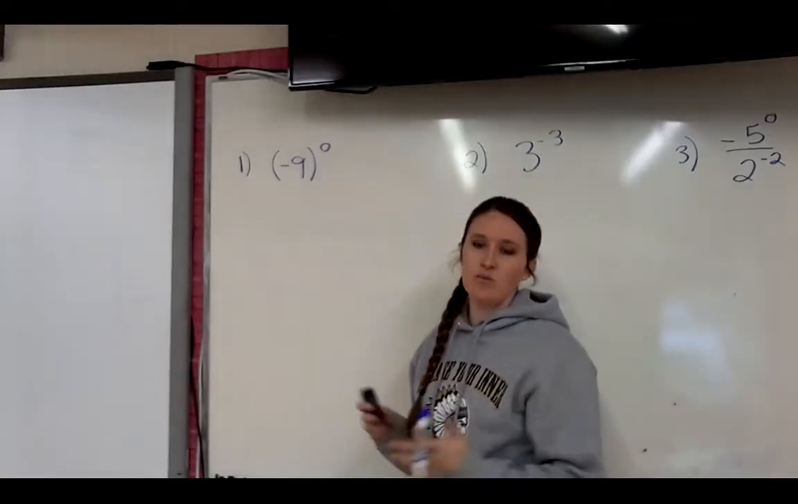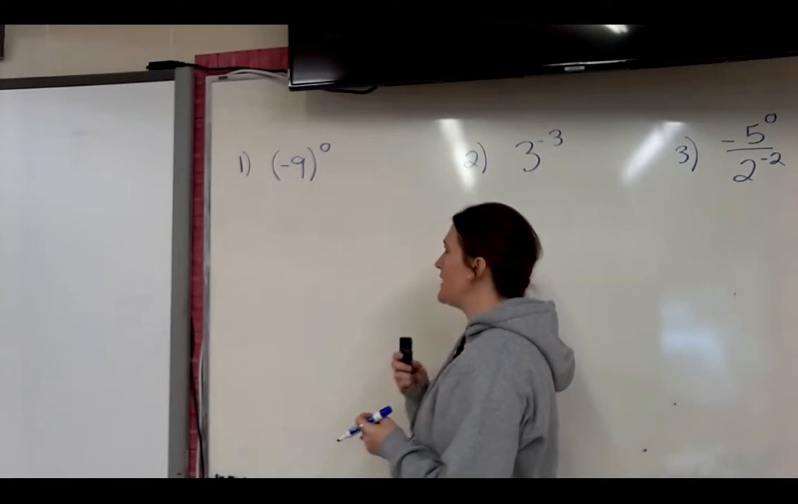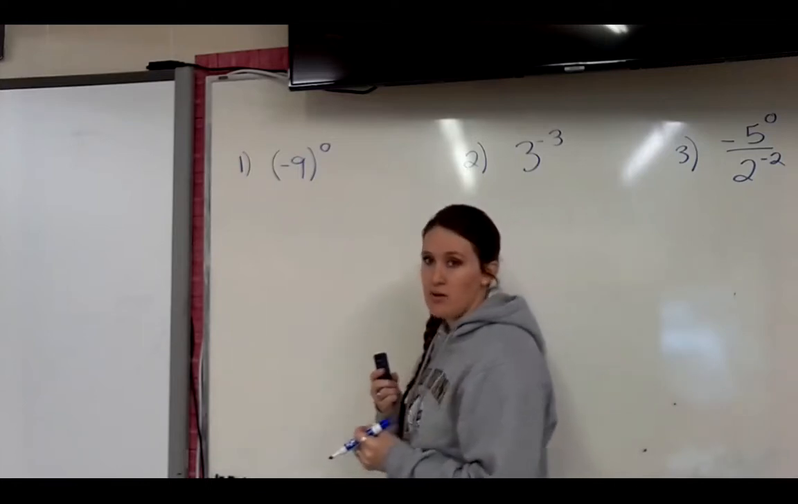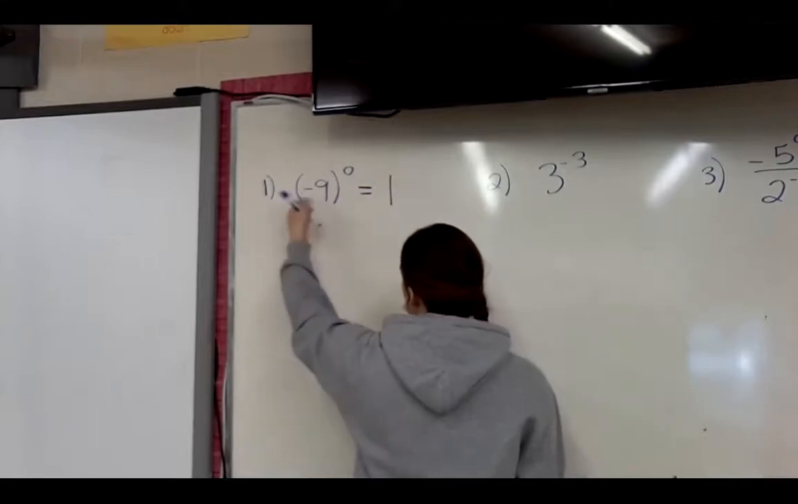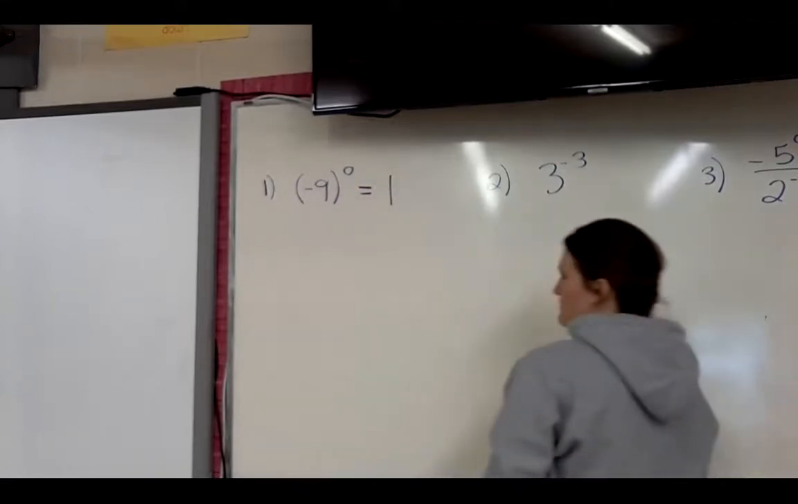Okay, on these first 3, we're solving for these. So number 1, I have negative 9 to the 0 power. So anything to the 0 power just equals 1 because it means there are 0 of the negative 9s.